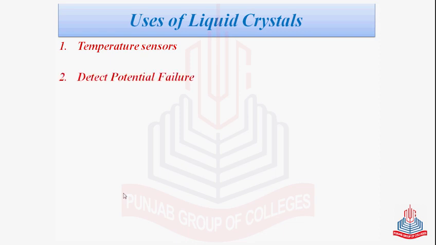Coming to the second use, the liquid crystals are used to find the point of potential failure in the electric circuits. This is again because of their sensitivity to the electric field. Coming to another important use is as a thermometer. The room thermometer contains liquid crystal with a suitable temperature range. और जैसे temperature change होता है, the figures show up in different colors and hence it is used as a thermometer.